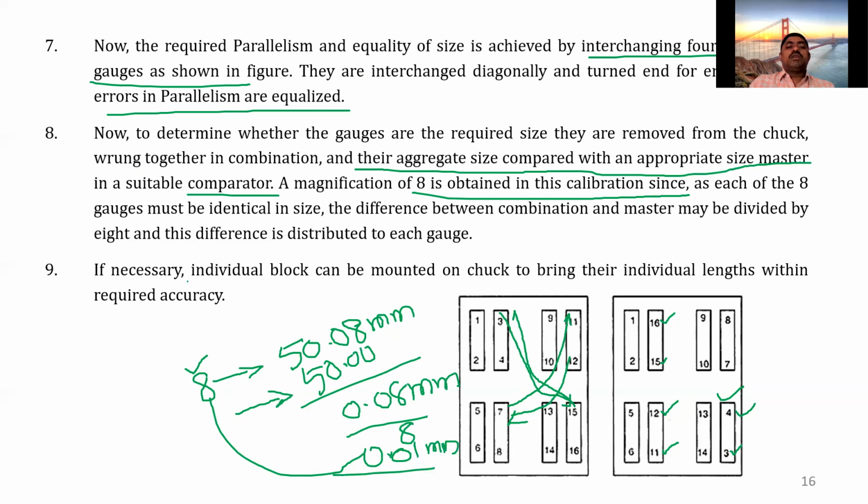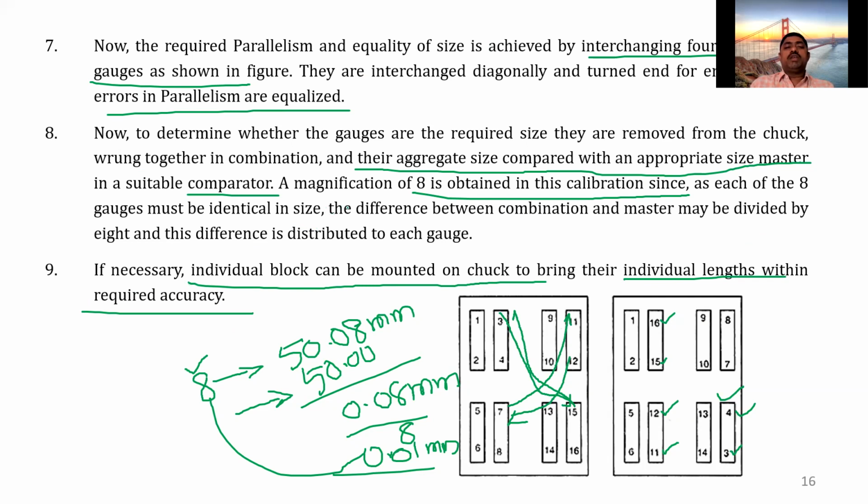So if necessary, individual blocks can be mounted on the chuck, and you can adopt the same procedure to get the individual lengths within the required accuracy. So this is the manufacturing process involved in the manufacture of the slip gauges.